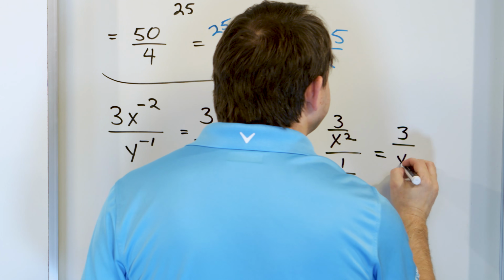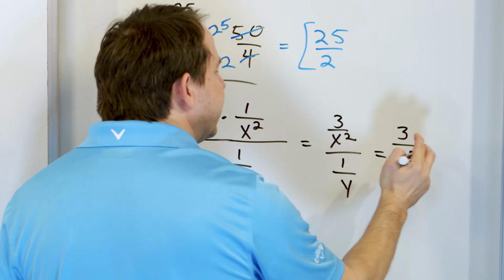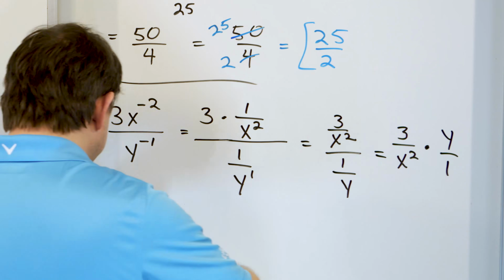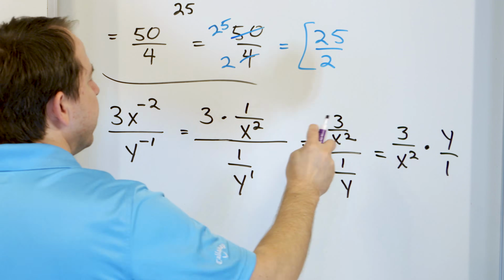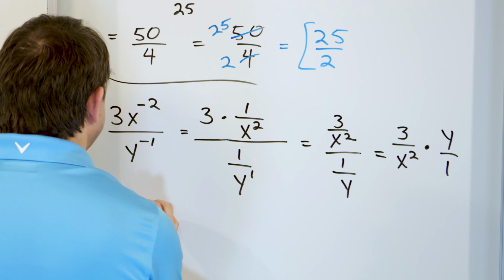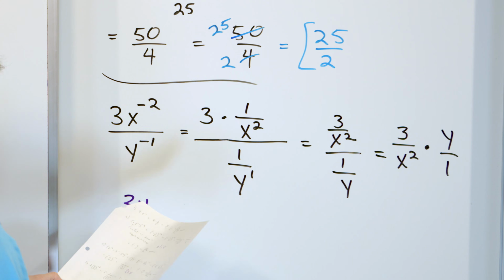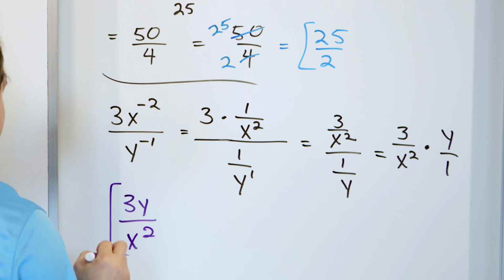You take the top fraction, change this division here to multiplication, take the bottom fraction, flip it over, and then we can now finally multiply them. 3 times y will give you 3y, and then x squared times 1 will give you x squared. So you get 3y over x squared. This is the final answer.